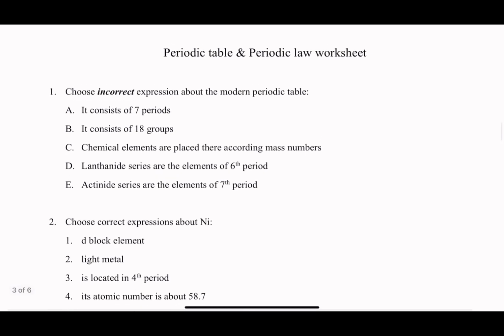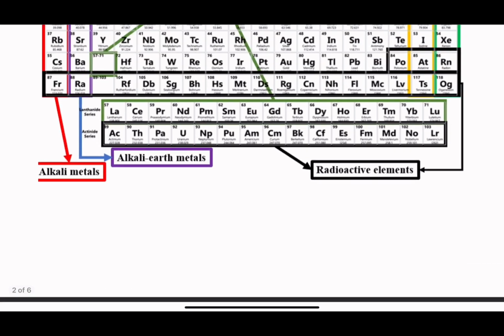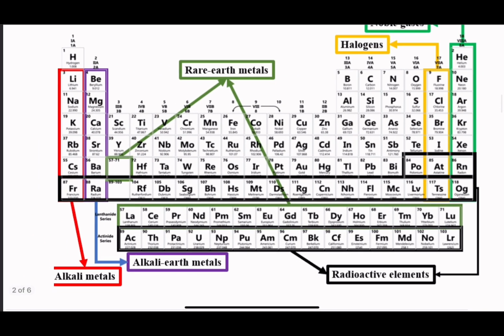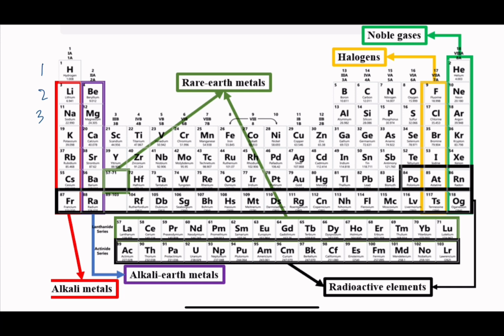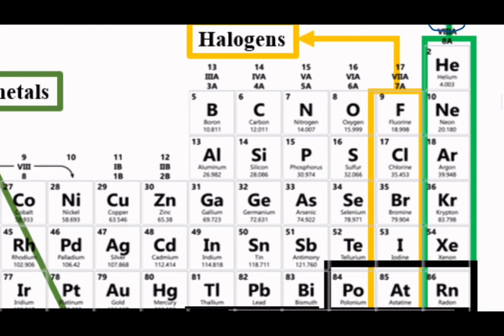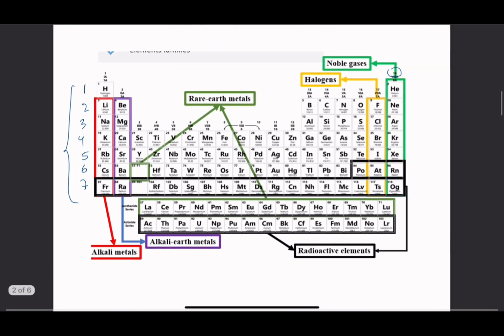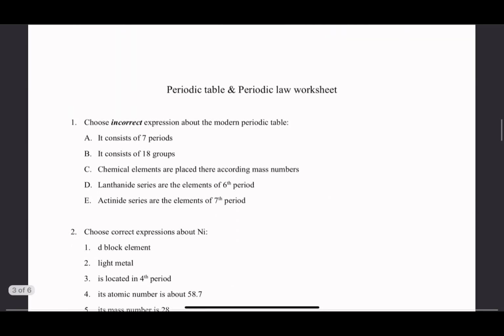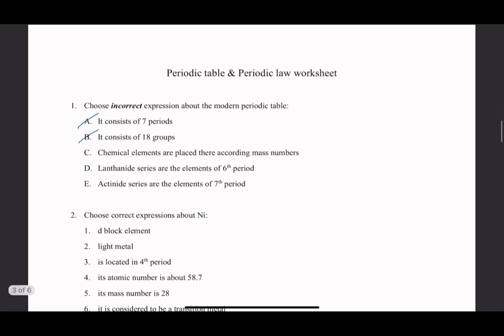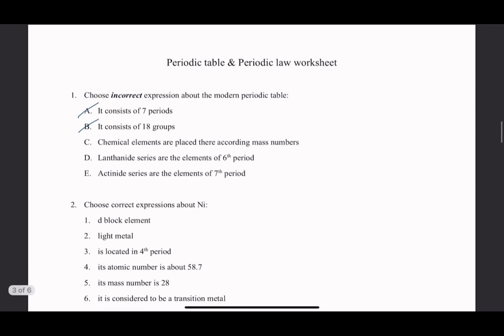So it says that in the periodic table, how many periods do we have? We have 1, 2, 3, 4, 5, 6, 7. So we have 7 periods, and then if you check this out, we have number 18 here. So we have 18 groups. So this is right. Chemical elements are placed there according to mass numbers. We know that it's not the mass number, it's atomic number.